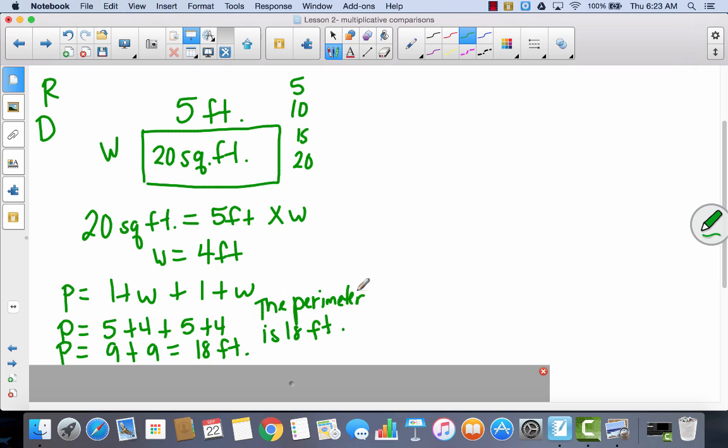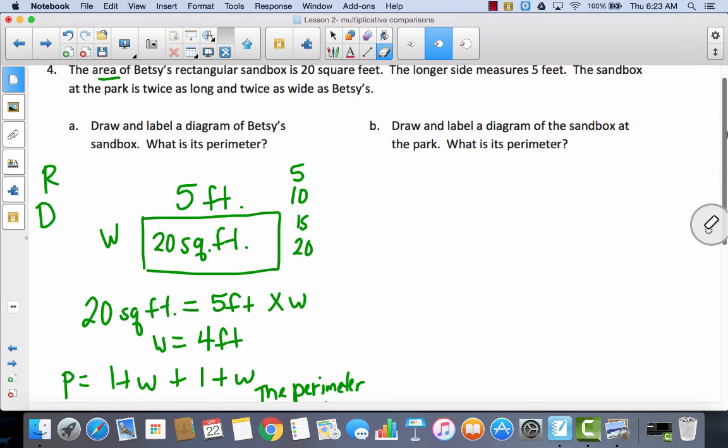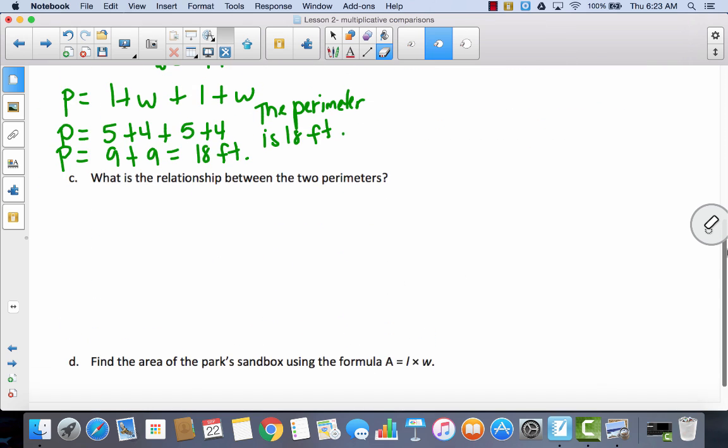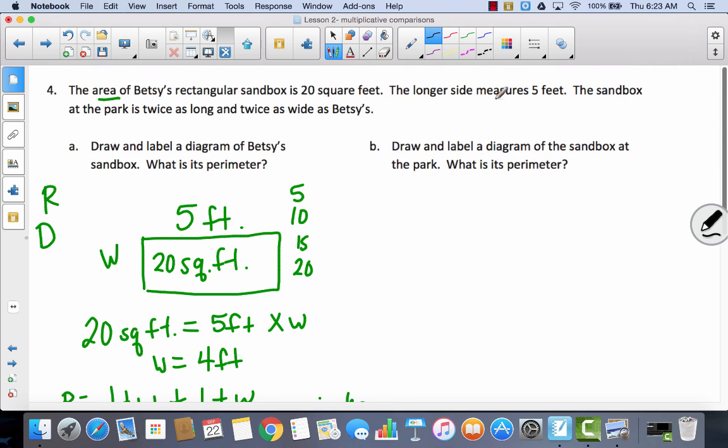And notice I tried to keep my word sentence over here because I didn't want to take up any room that I was going to be using to answer B. So I kind of try to keep it over here in this area, okay? All right, so let's take a look here at part B. And it says draw and label a diagram of the sandbox at the park.